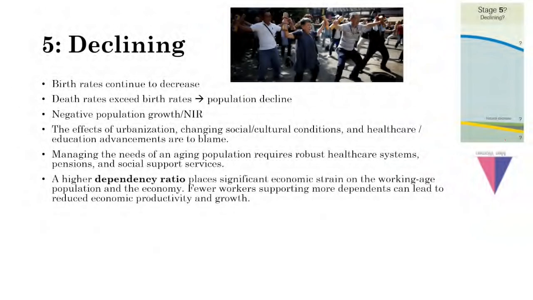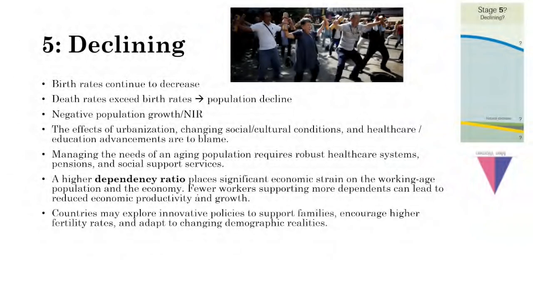You'll see a higher dependency ratio that places significant economic strain on the working age population and the economy. You have fewer workers for the high amounts of retirees and the higher amounts of older people that cannot work. They're not in healthy conditions to work, or they've already worked 40 years and they're ready to retire. They want to collect their pension or their unemployment or social security. So when you have fewer workers, you have more open positions and less economic competition. You're going to see lower economic productivity and lower economic growth.